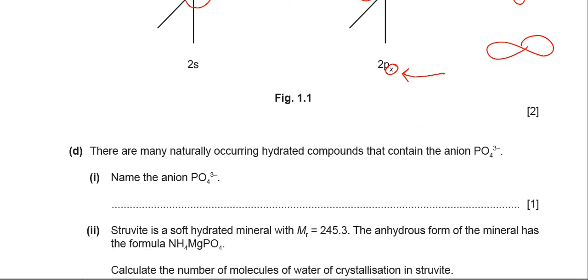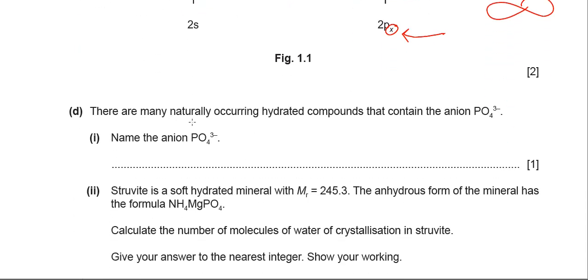Next question. There are many naturally occurring hydrated compounds that contain the phosphate anion. Name the anion. As I mentioned, it is phosphate, and as it is an ion, you have to mention ion as well. If you want to write it more accurately, you have to figure out the oxidation state of phosphorus in this ion.